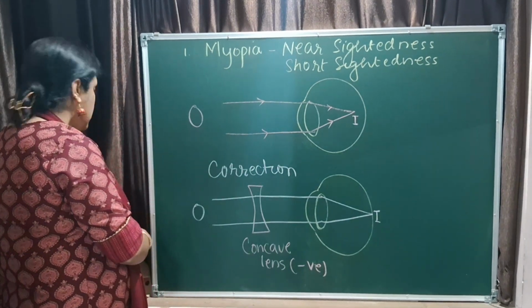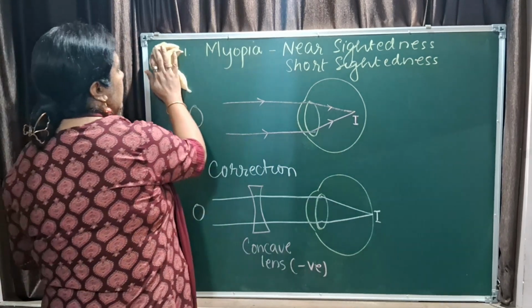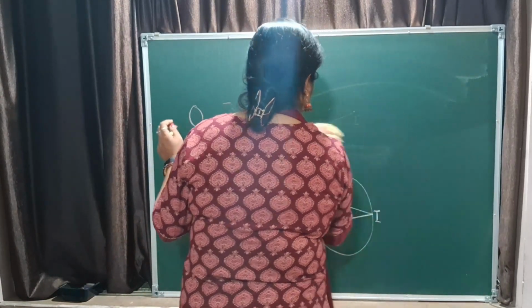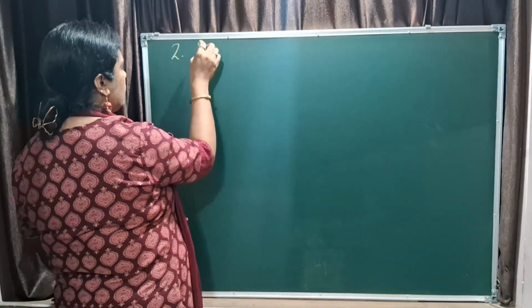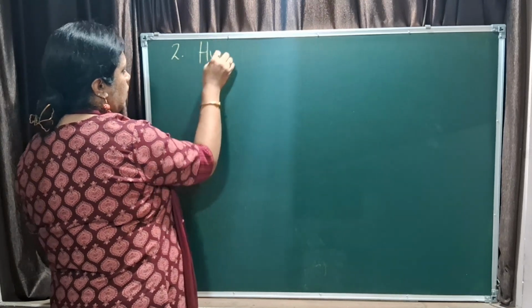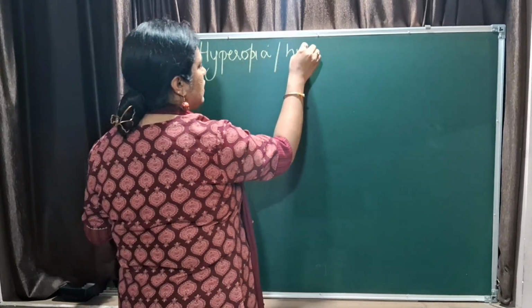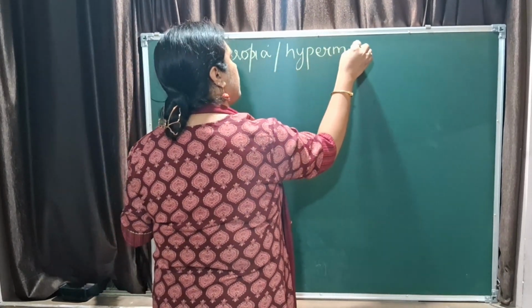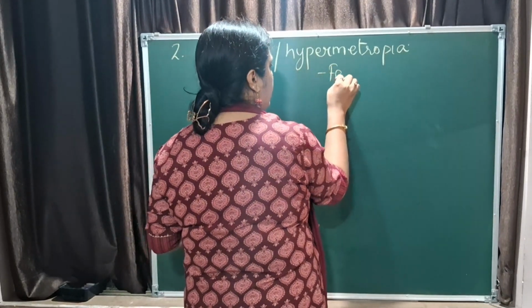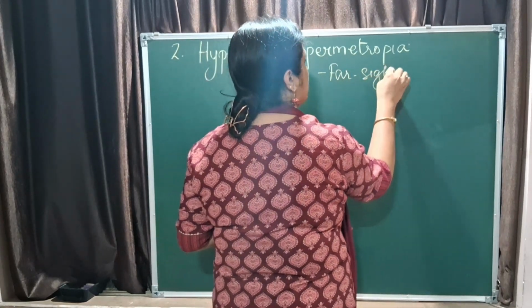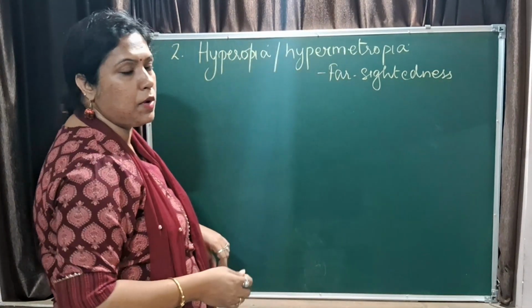The next ailment that we are going to study is hypermetropia, that is far-sightedness, also called hyperopia. The older name of the same disease is hypermetropia. It is called far-sightedness because you can see objects which are far, but not objects which are closer. So, reading will be a problem in this case.